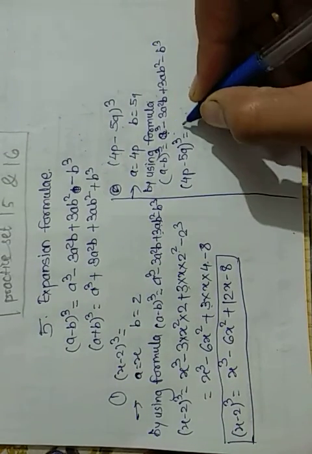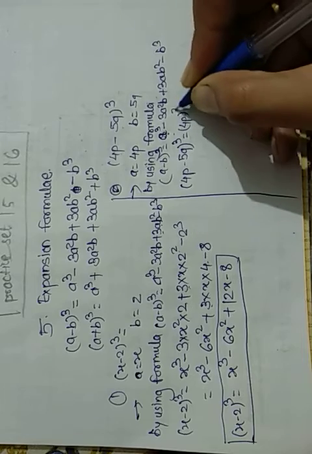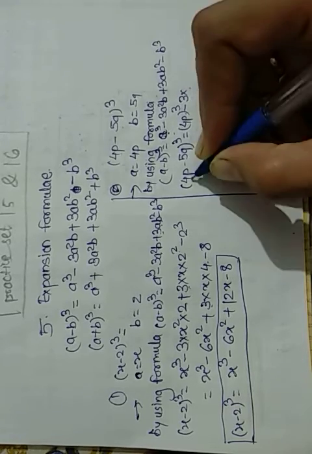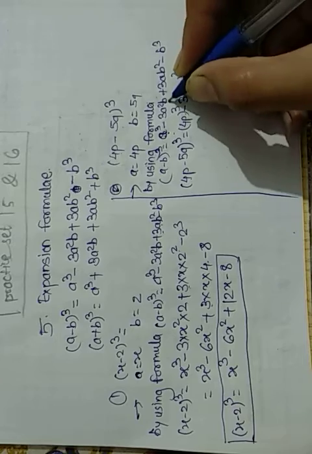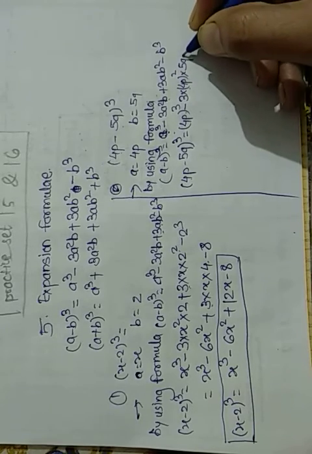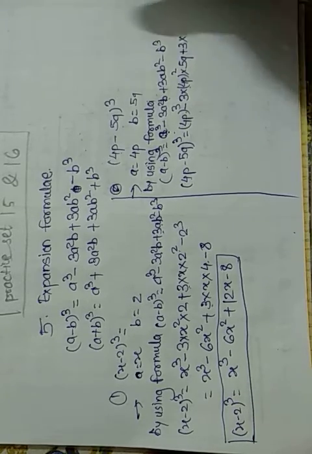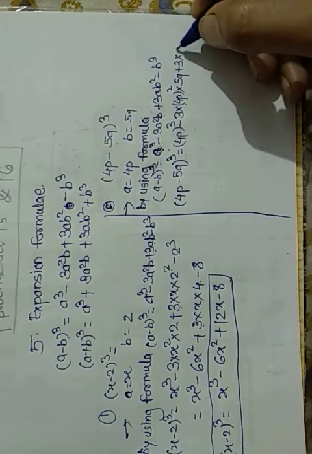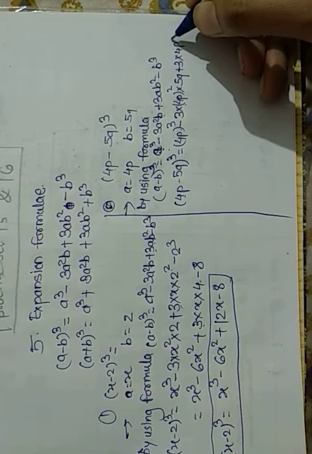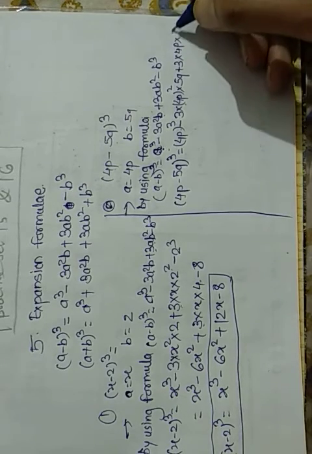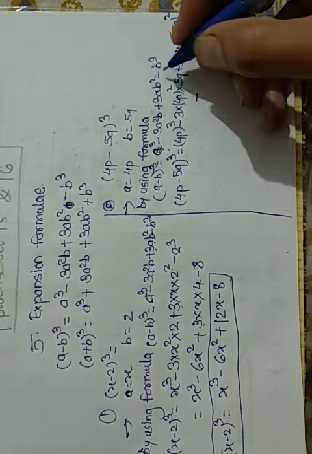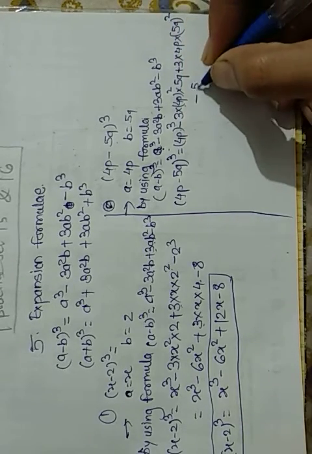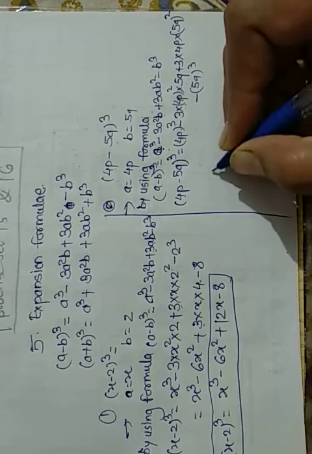So here first is a³, meaning (4p)³, minus 3 into a², meaning (4p)², into b, meaning 5q, plus 3 into a, meaning 4p, into b², meaning (5q)², minus b³, meaning (5q)³.